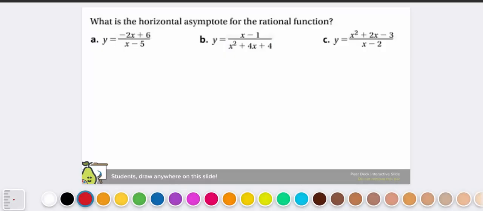Alright, so what do we got? We have, don't care about these, I got 1 over 1, I have a tie. So that means I'm going to go to -2 over 1, so just -2. So my HA is y = -2.